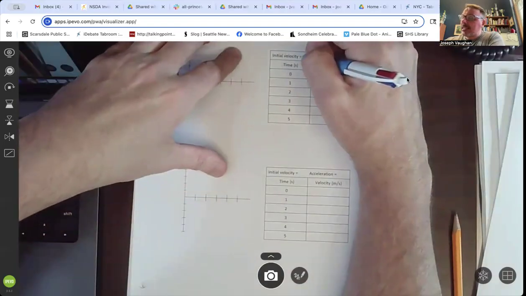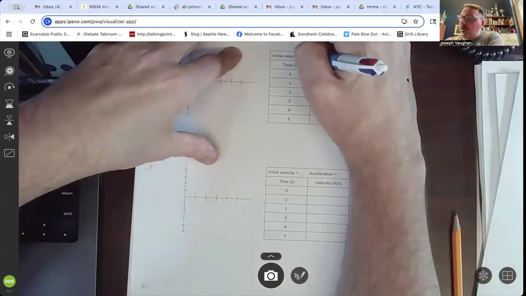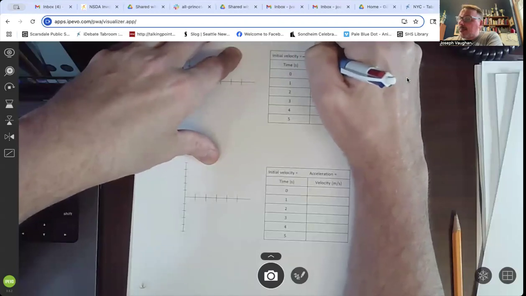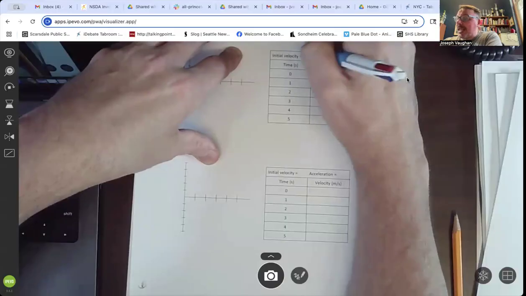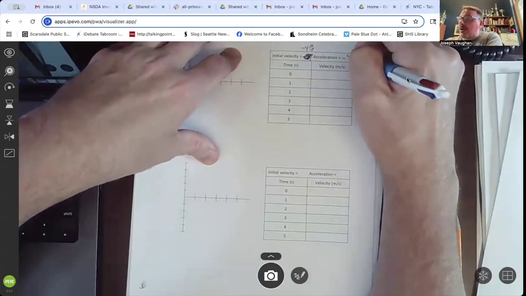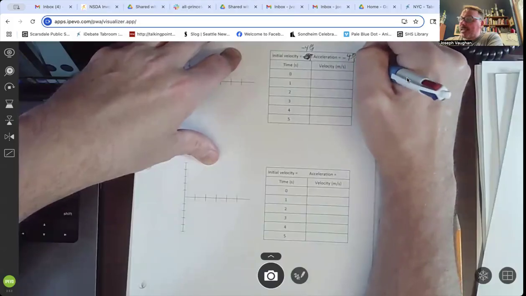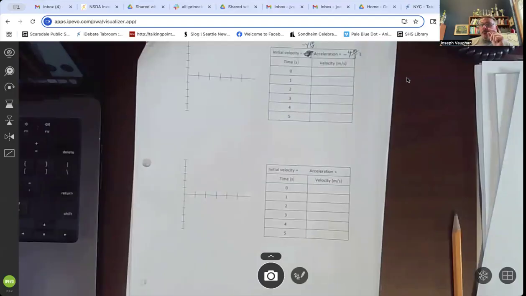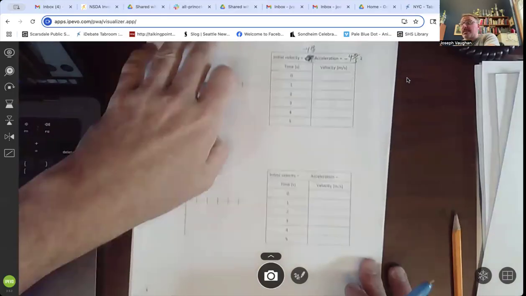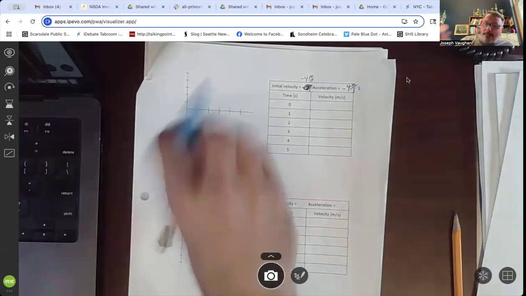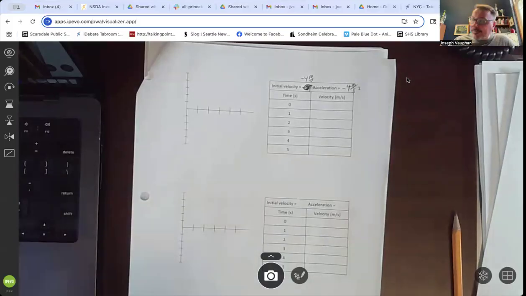Let's say our initial velocity is negative 4 meters per second, and our acceleration is also negative 4 meters per second each second. So initially, I'm moving to the left, and my acceleration is acting at 4 meters per second to the left. Stop the video, make the chart, make the graph.